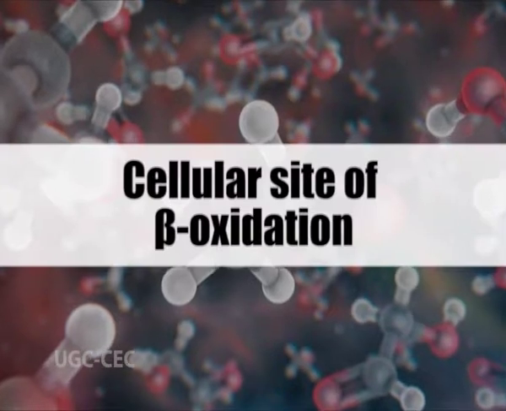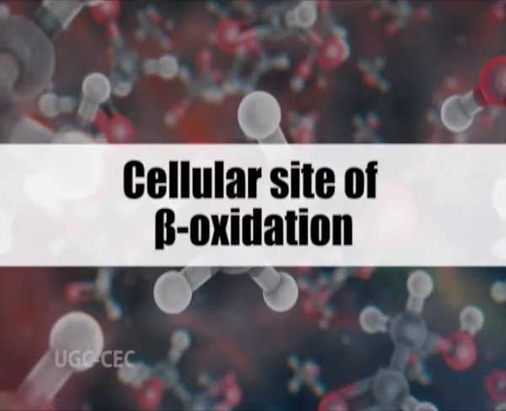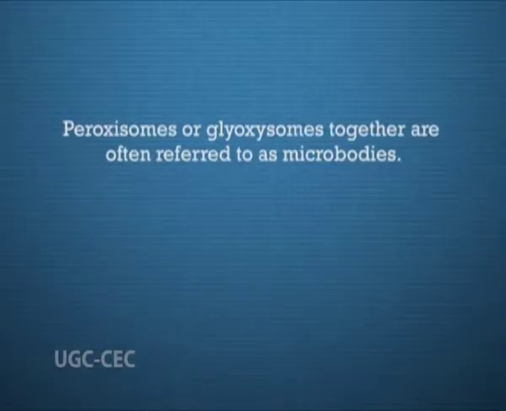Let's look at the cellular site of beta oxidation. Earlier, it was considered that beta oxidation was confined to the mitochondria. Although animal mitochondria do contain all the enzymes necessary and are a major site for beta oxidation, other subcellular sites, such as the microbodies, are implicated. Peroxisomes or glyoxysomes together are often referred to as microbodies.